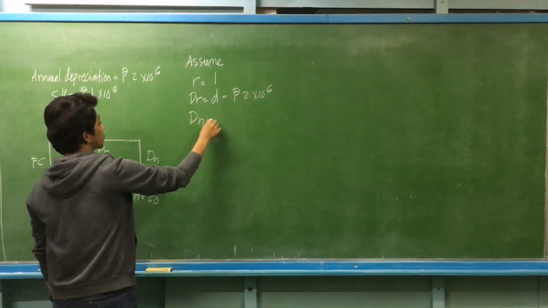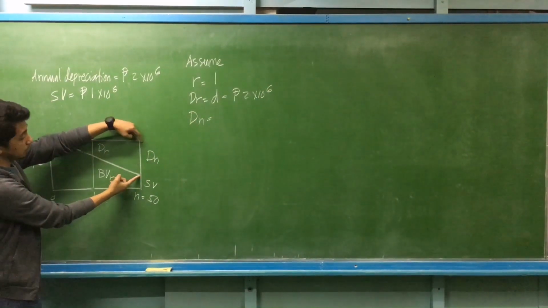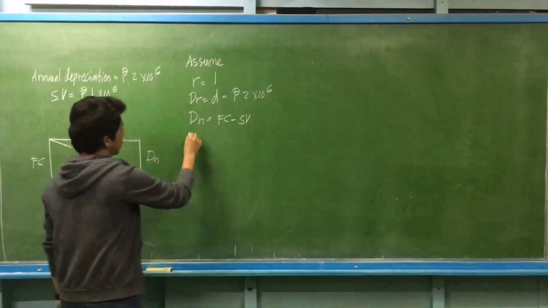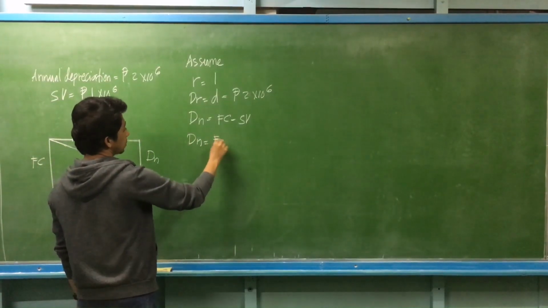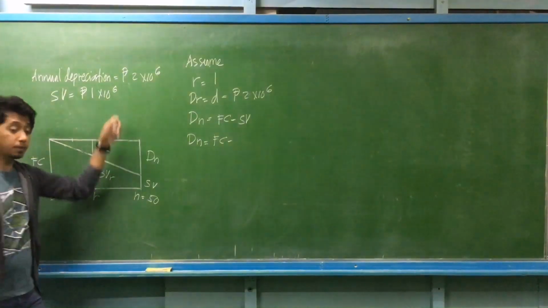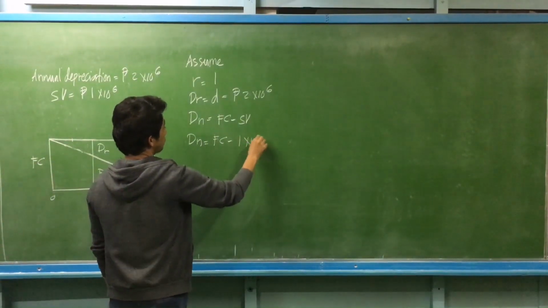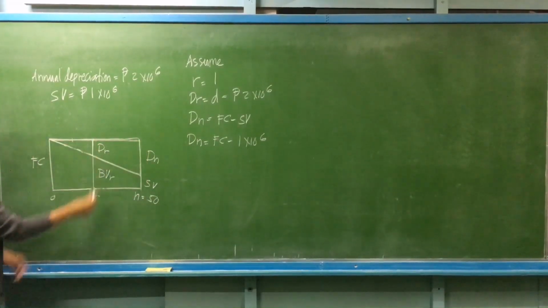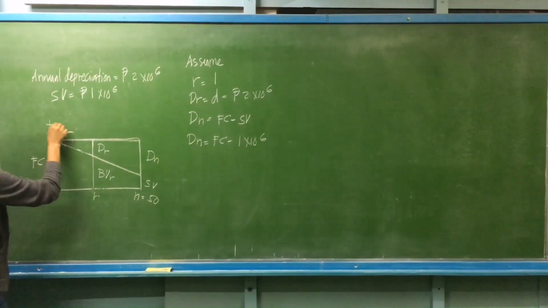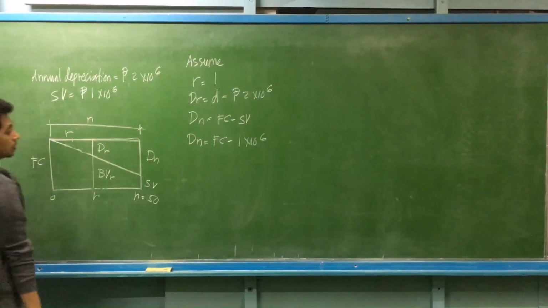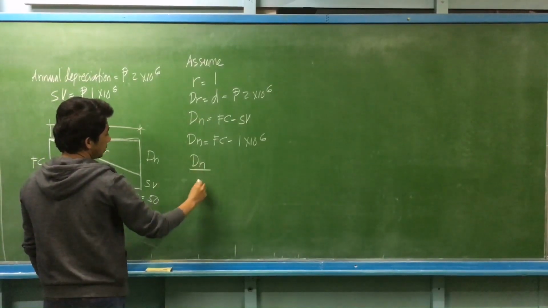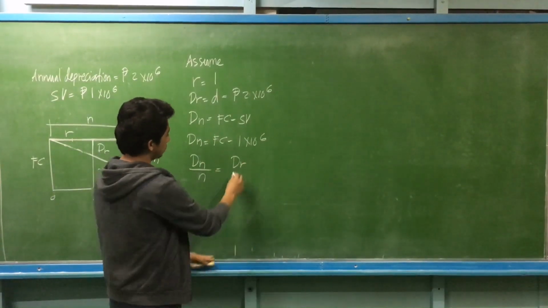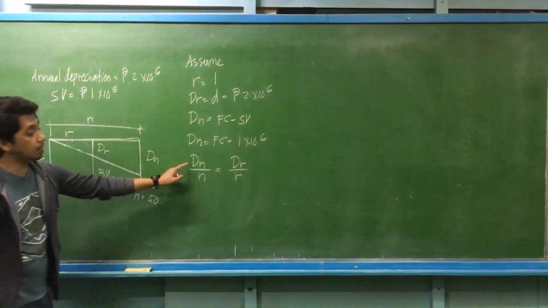Ano naman yung equivalent ng d sub n? Yung height na to, how to determine this height? That is the same as the first cost minus salvage value. So yung d sub n natin will be equal to first cost minus salvage value na given. That is 1 million, say 1 times 10 raised to 6. So kung babalikan natin yung basic concept ng straight line method, ratio and proportion lang siya ng similar triangle. So is R, ito naman yung N. Kumbaga d sub N is to N equal to d sub R is to R.